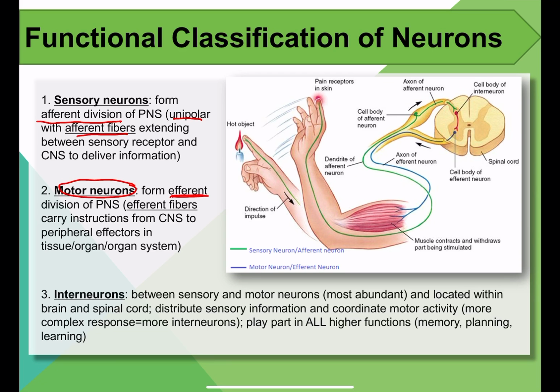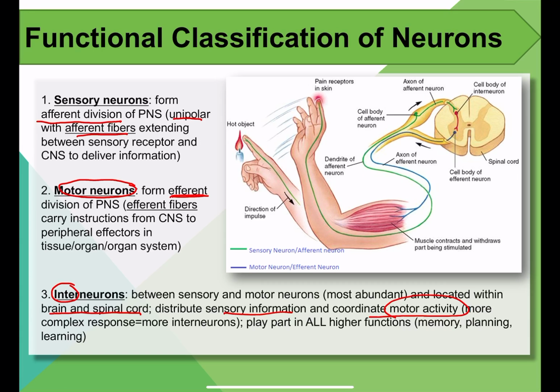But they are still very critical in passing that complicated information. Some of these interneurons are usually located within the brain and spinal cord, and they're there to distribute sensory information and coordinate motor activity in both ways. So they can be connecting to a sensory neuron, or they can connect to a motor neuron. And that's why they're called interneurons. Remember, inter means in between. So they sit in between sensory and motor neurons.